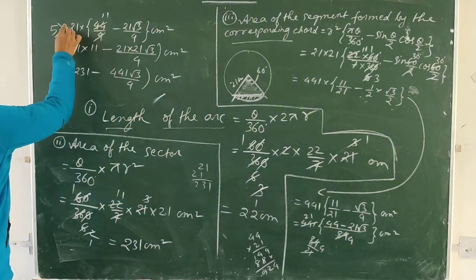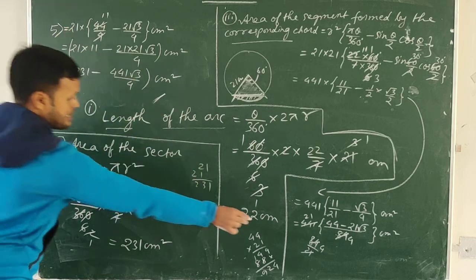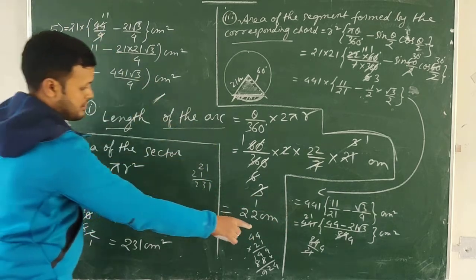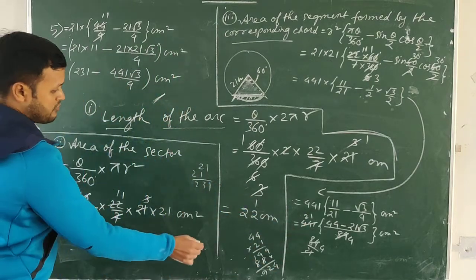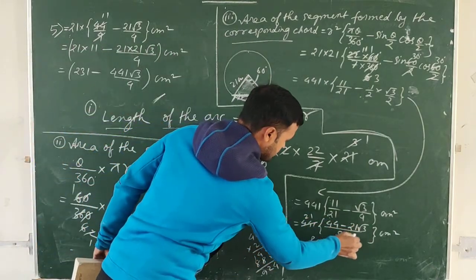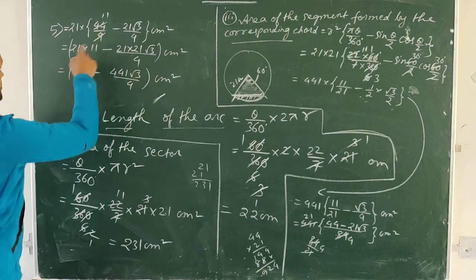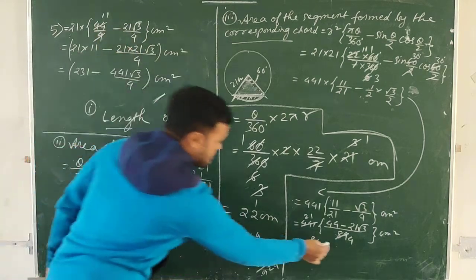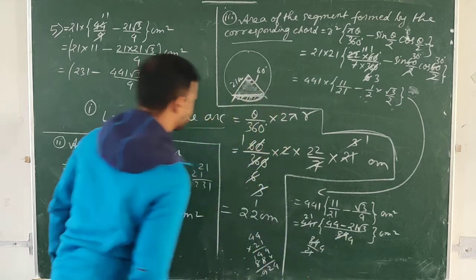So outside 21 is there, this is equal sign. Okay, from there I am coming here. So 21 into here, I am just below 44. See, 44 minus 21 root 3 by 4 is there. Below 44 I am taking 4 minus 21 root 3 by 4. This 4 I am taking below 44 also and below this term also.